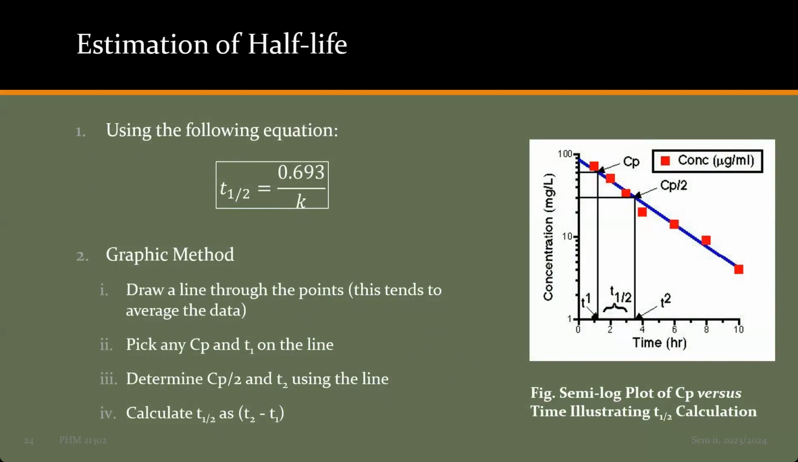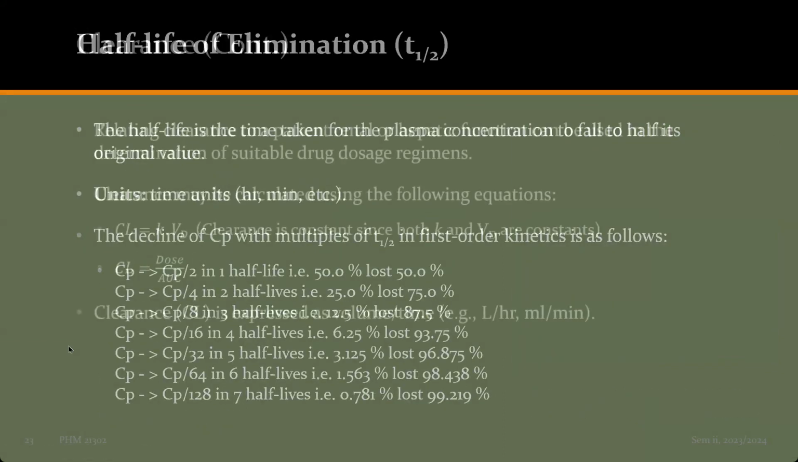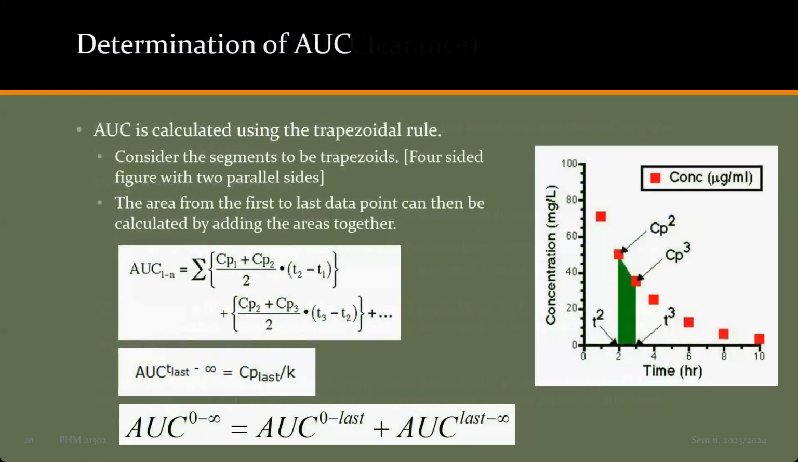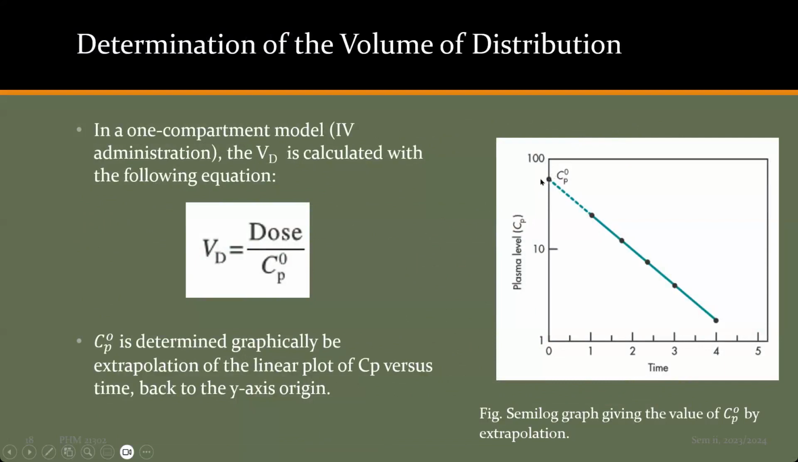You will back extrapolate the straight line to determine the CP naught, and you know the amount of drug in the body at time 0, which is the dose given, so VD equals dose divided by CP naught.